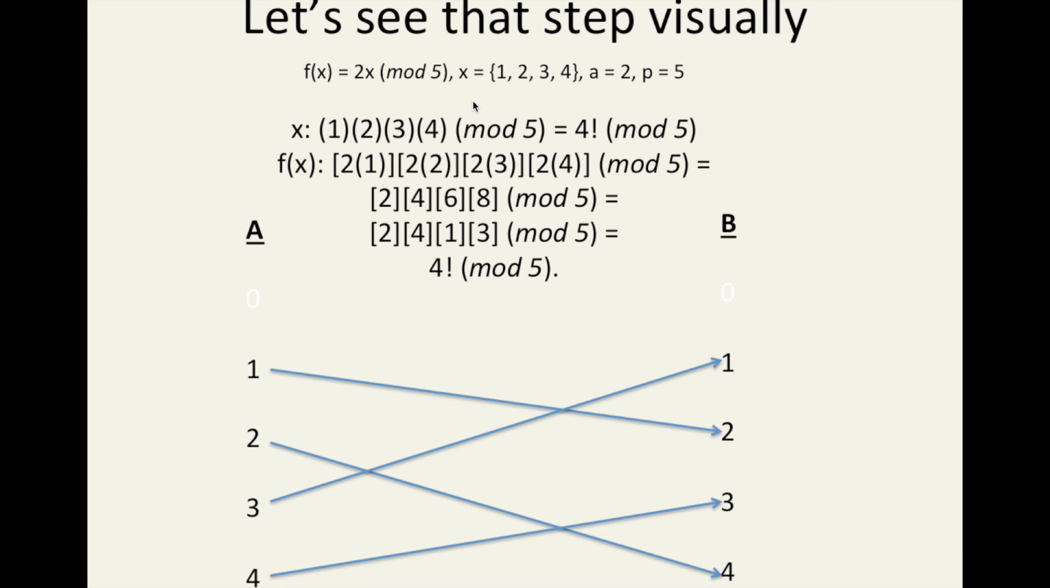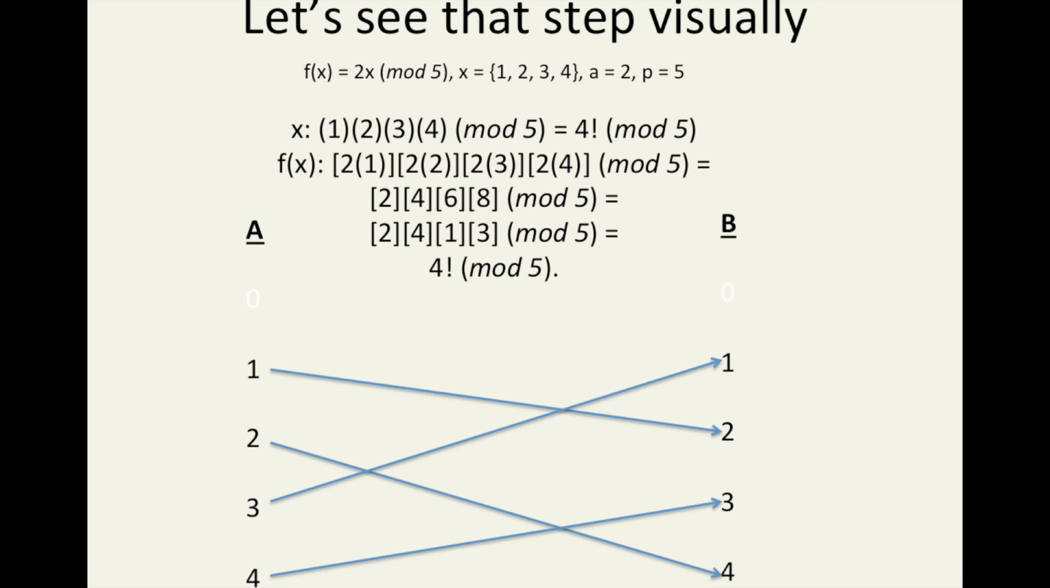So in this case, x could be 1, 2, 3, or 4, a equals 2, and our prime number p is 5. So let's multiply all the possible values of x, which are going to be 1, 2, 3, and 4. So obviously 1 times 2 times 3 times 4 in the world of mod 5 is simply 4 factorial. And then now the tricky part is multiplying all the possible values of f of x.